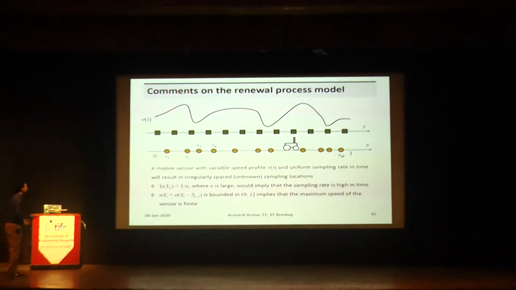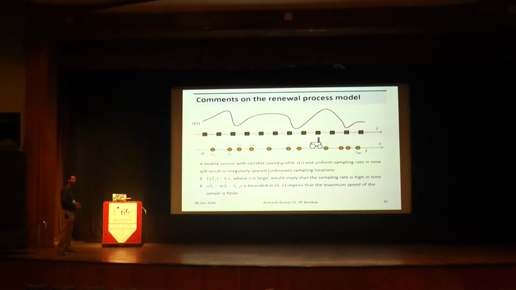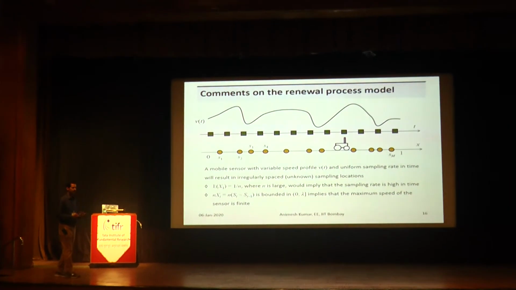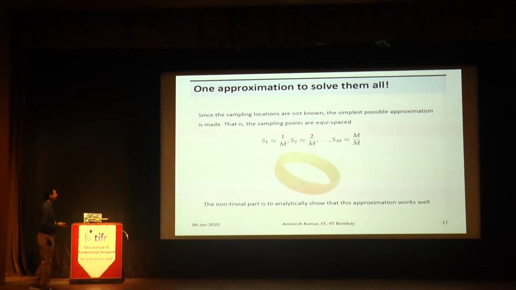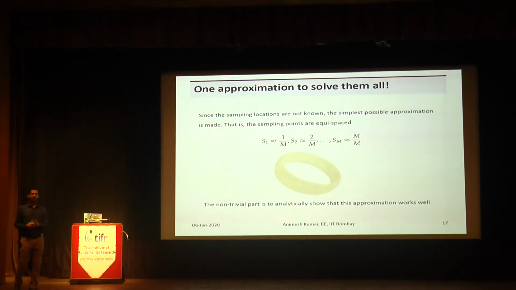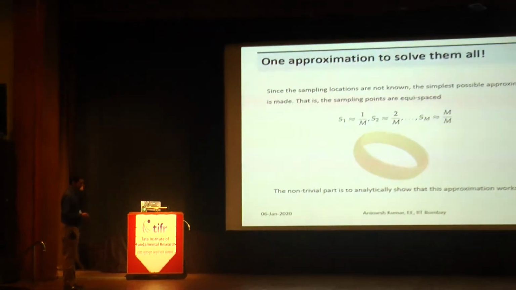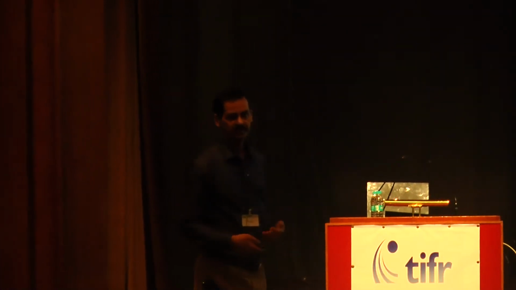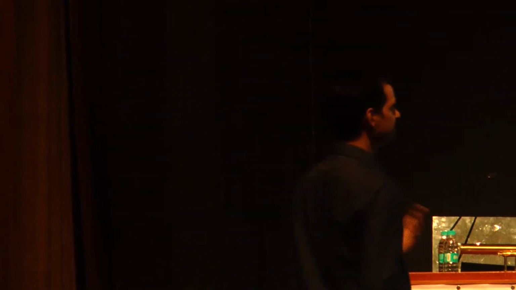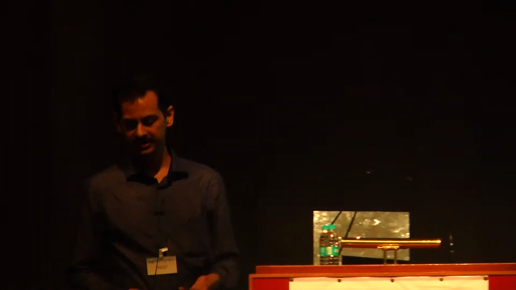All right. So now that we don't know these sampling locations, how do I do the inference? We have one approximation to solve all these, by which I mean the spatial sensing and inference problems. We have the number of samples that we have obtained, that was capital M. So we just believe that all these sampling locations are equispaced. So the first sample is taken at 1 by M, the second sample is taken at 2 by M, and so on.